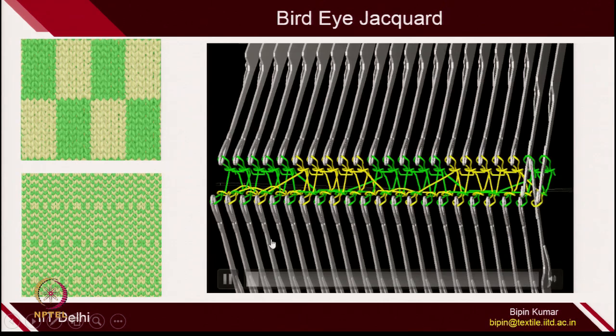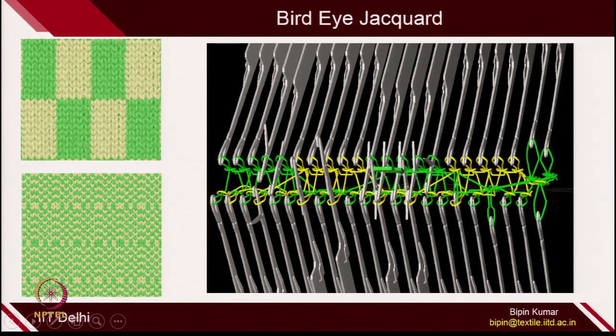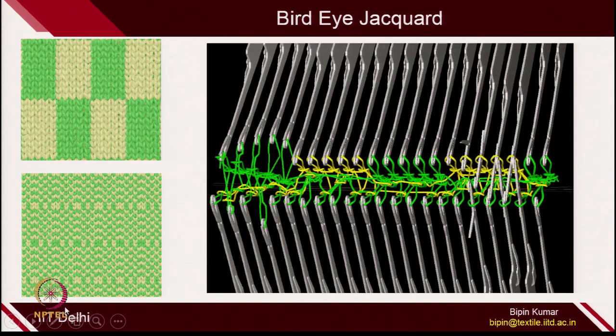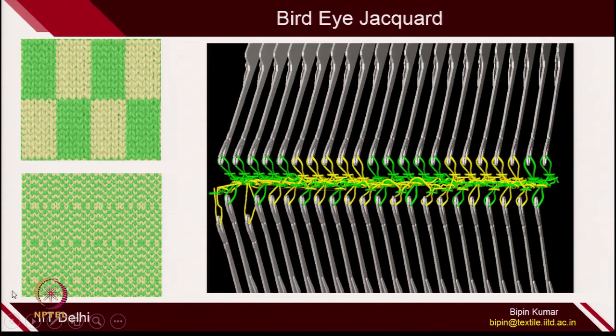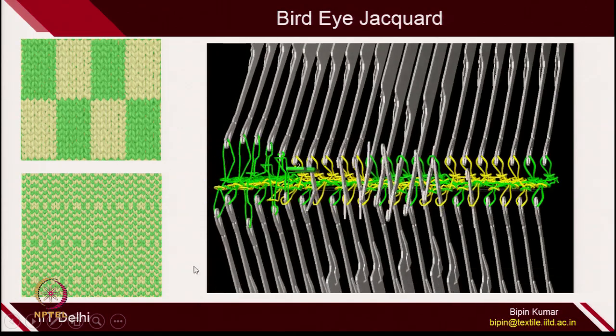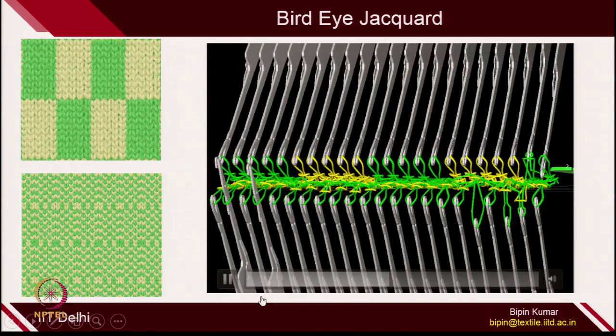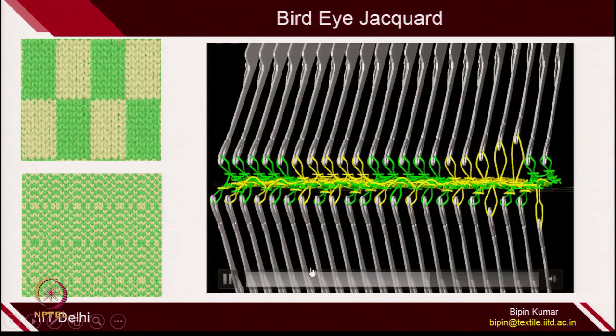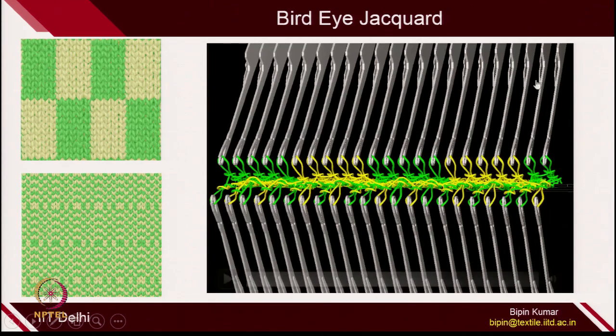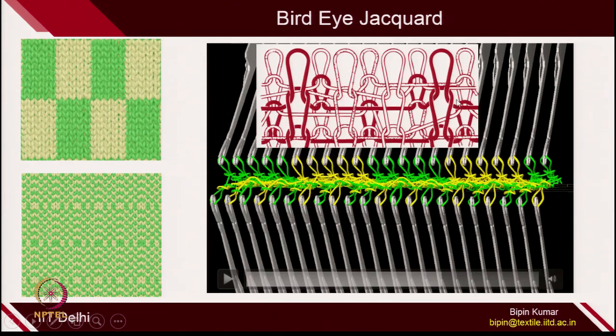So, let us see the animation also. You can see here how it is being created. You can see on the front side both float and loops are being created. So, this is how bird eye jacquard will look. If you see the architecture in the loop form, it is a little bit complicated, but I hope you can figure out what exactly is happening.